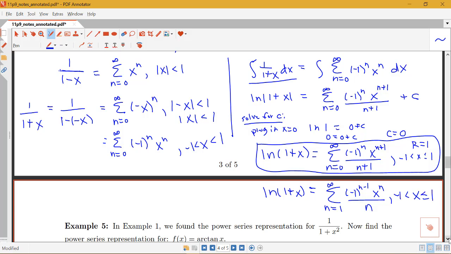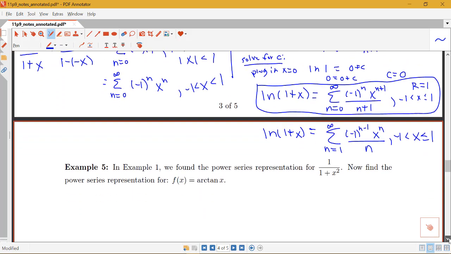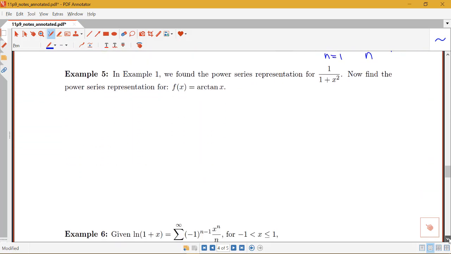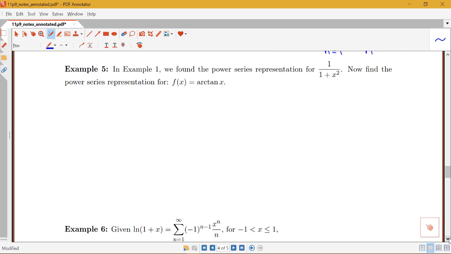So let's look at a couple of other examples of series that we can find using our integration tool. So recall that in one of our previous examples, example 1, we found the power series representation for 1 over 1 plus x squared.